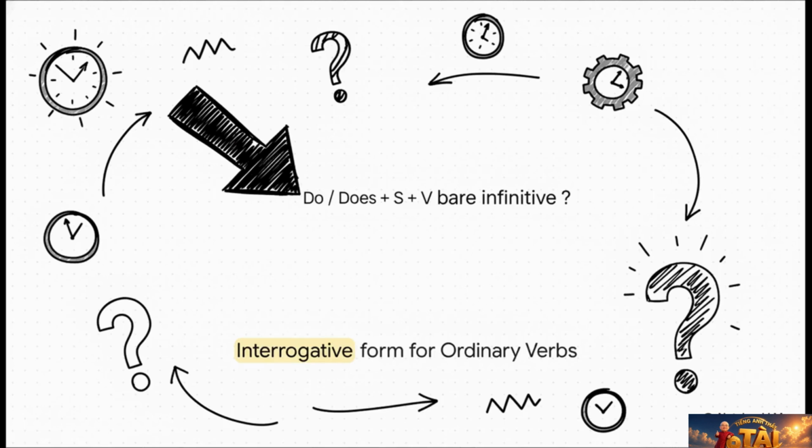Okay, so if we want to ask a question, the formula shifts again. This time, we place our helpers, do or does, at the very front of the sentence. You literally just drag them to the beginning. So to ask someone about their morning routine, you simply kick things off with do, follow it with the subject, and then your bare verb. Do you get up at 6?